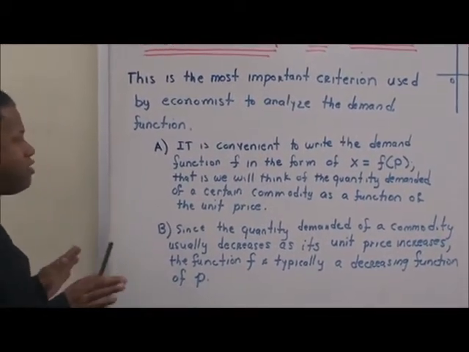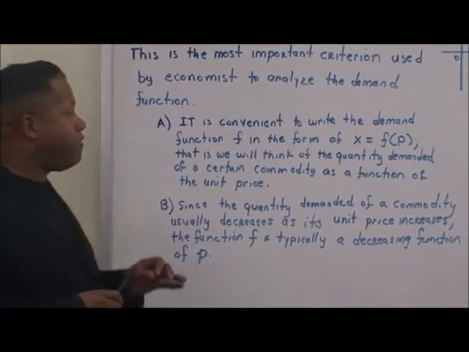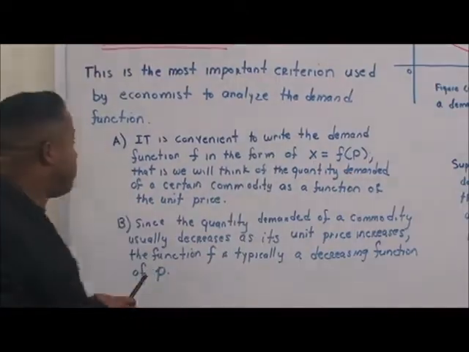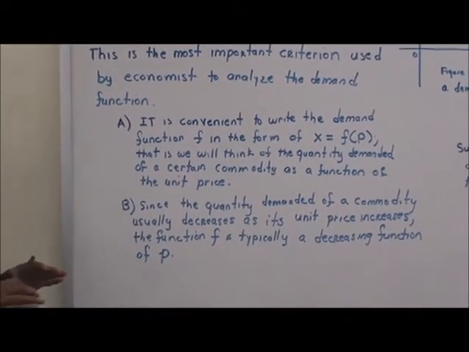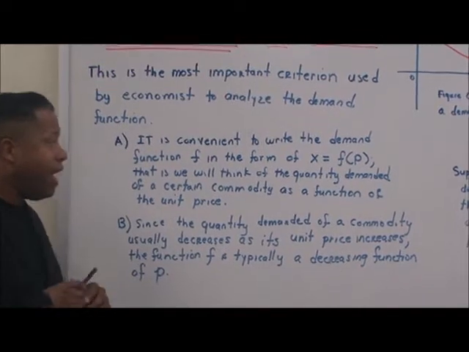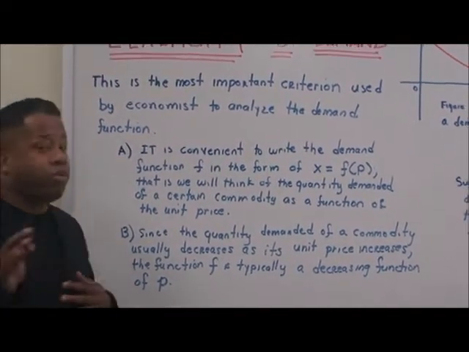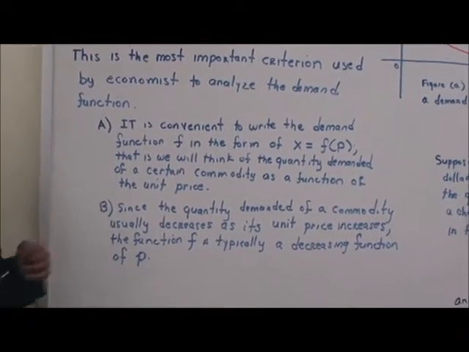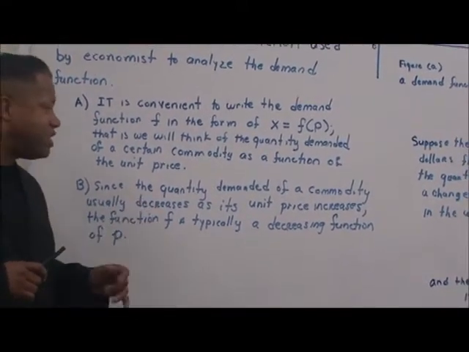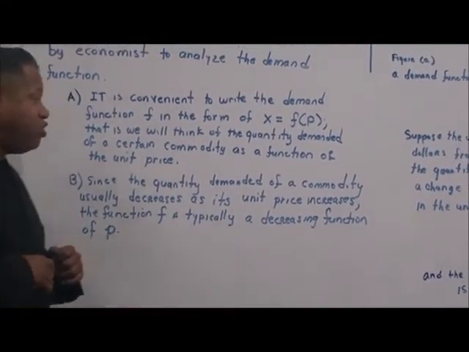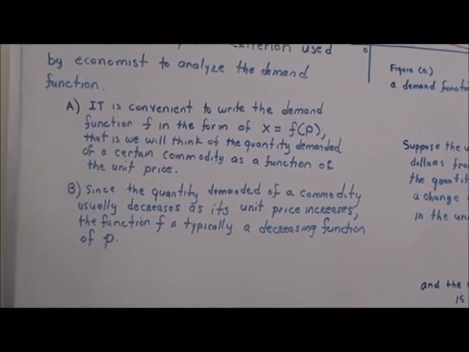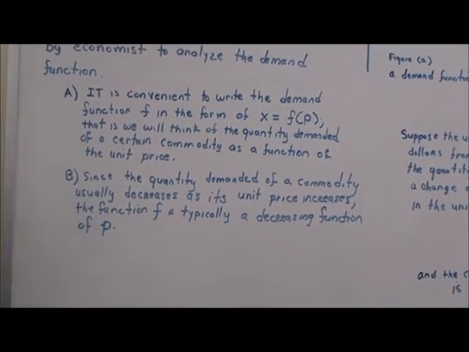Now, it is convenient to write the demand function f in the form x is equal to f of p. That is, we will think of the quantity demanded of a certain commodity as a function of the unit price. Since the quantity demanded of a commodity usually decreases as its unit price increases, the function f is typically a decreasing function of p.